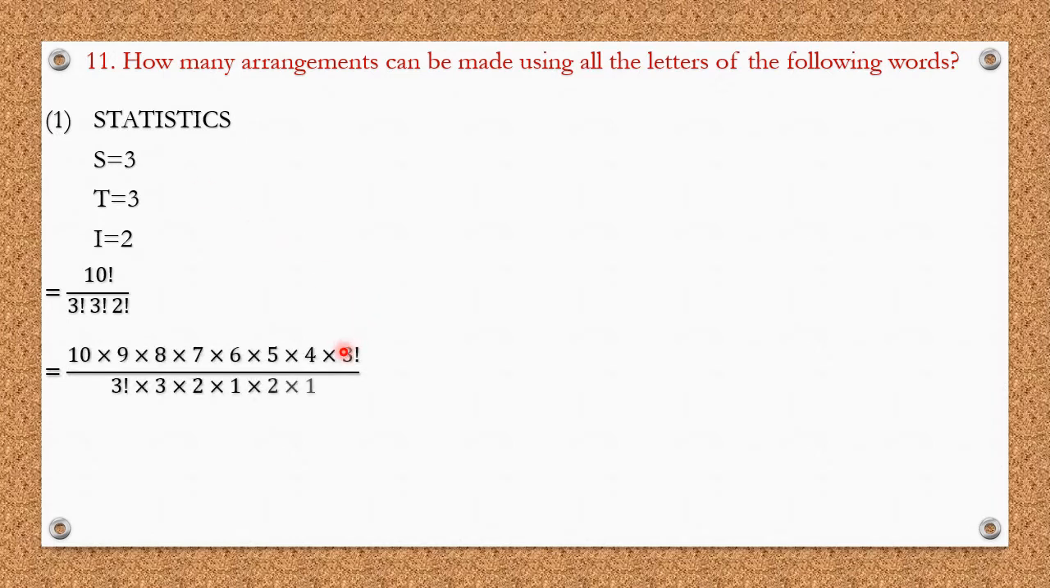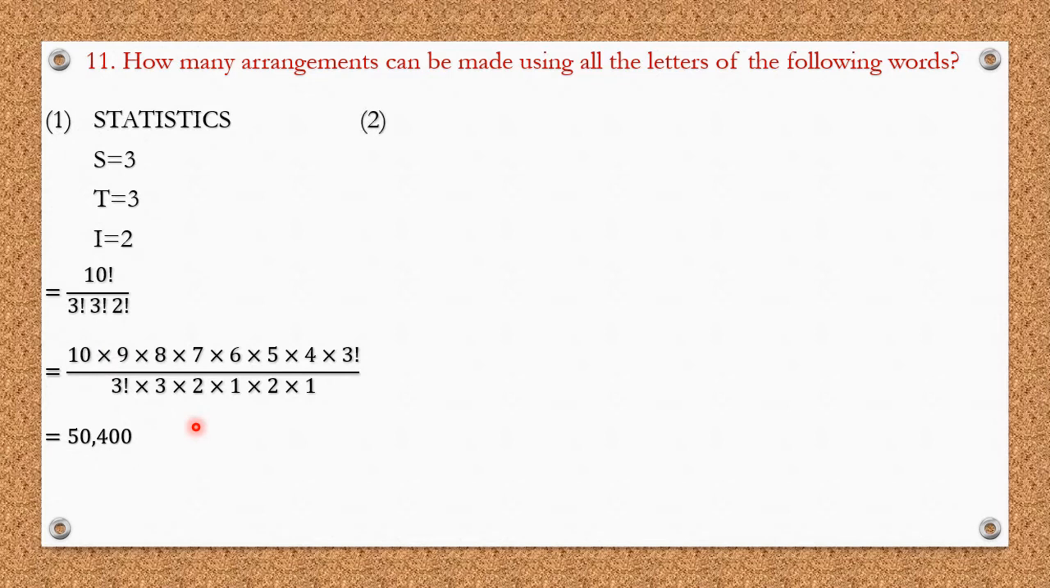The last I'm going to write 3 factorial because with this 3 factorial I'm going to cancel it directly, and the remaining values I have expanded. So when you multiply and then divide with these values, you get your answer as 50,400. So when I take the word statistics and arrange it as I want, I get 50,400 total arrangements.